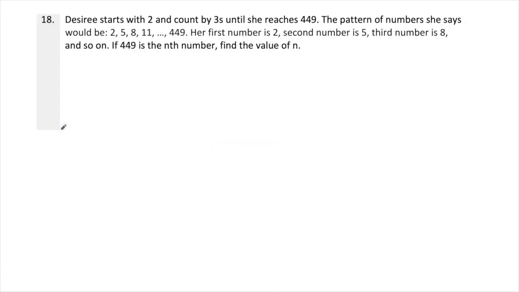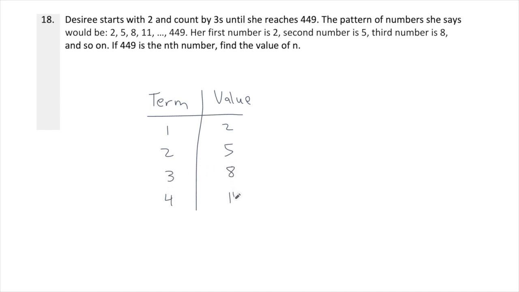For this problem, we have to find the value of n. We know that she starts at 2 and counts by 3s until she reaches 449. We can draw a table to help us solve this problem. So we have the term on the left and the value on the right. When the term is 1, the value is 2. When the term is 2, the value is 5. When the term is 3, the value is 8. And when the term is 4, the value is 11.